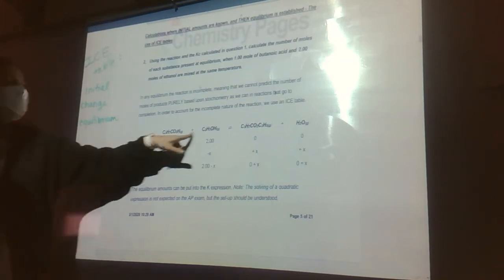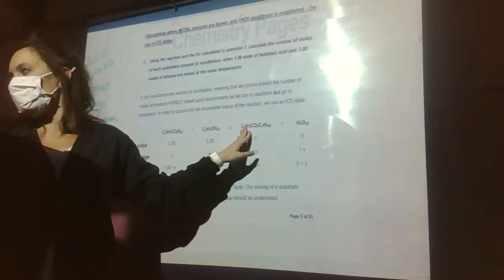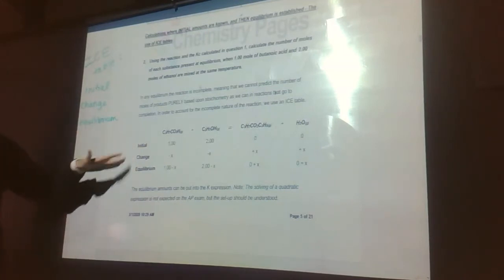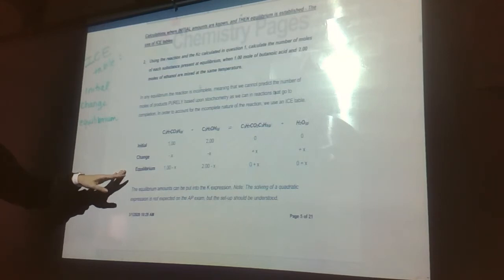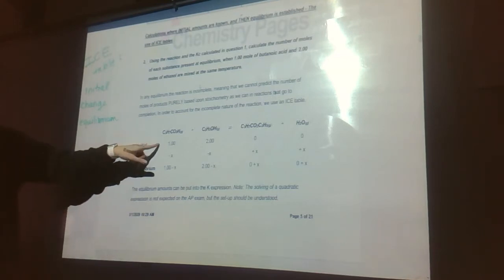Your ICE table is just a problem-solving method. It's not necessarily chemistry related, but it's a way that we can solve problems. You always write out your reaction at the top, then write initial, change, equilibrium, ICE, and put in the values you're given. For any equilibrium reaction, you're given either reactants or products. You can even start with a little bit of product and some reactants. Doesn't matter, but you fill in the table.